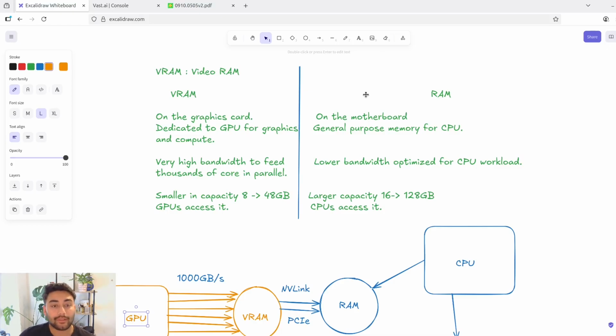Hey folks, welcome back to the series where we're learning about AML and GPU from an SRE perspective. So the topic for today is video RAM and ECC.